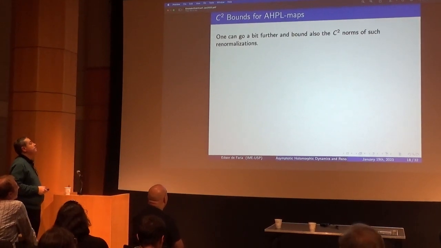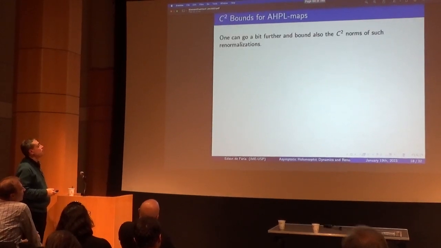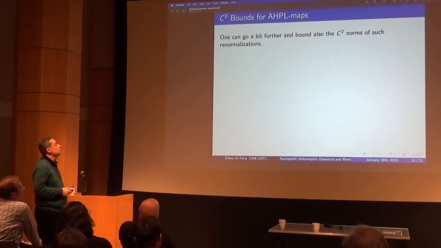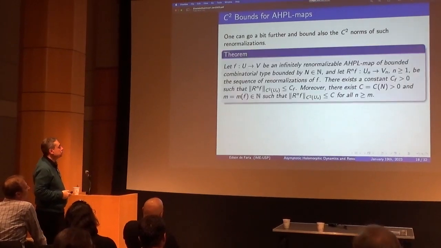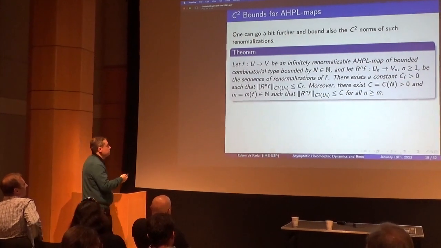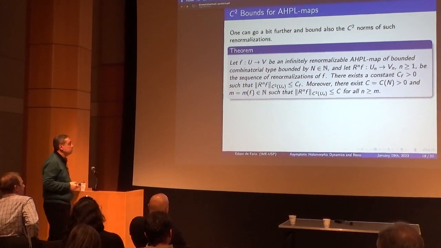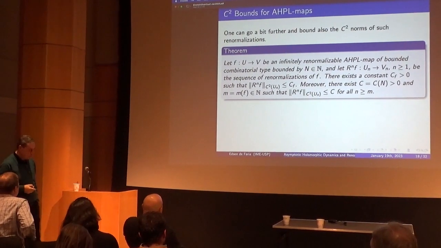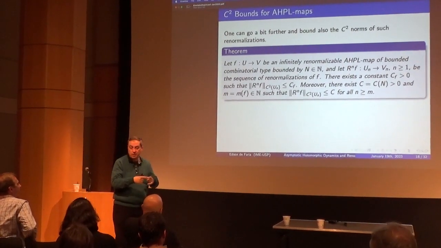Okay. So from the complex bounds, you can also get C2 bounds for these maps, because I'm assuming that the maps are C3. So this theorem is just saying that as you renormalize, the renormalizations become uniformly bounded in the C2 topology on the disks, now on the complex plane.